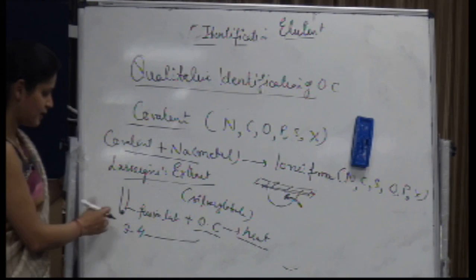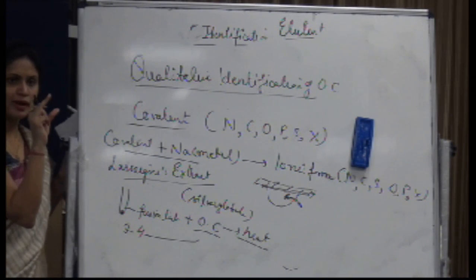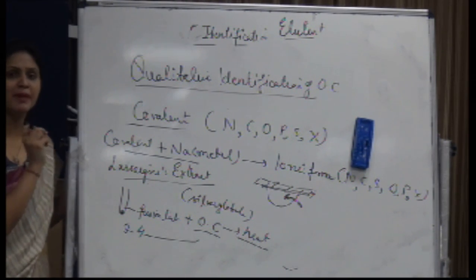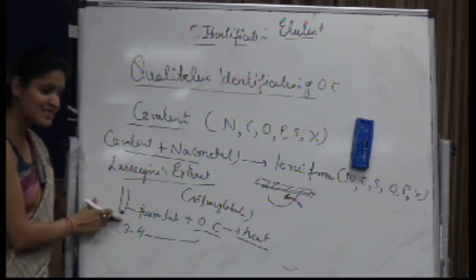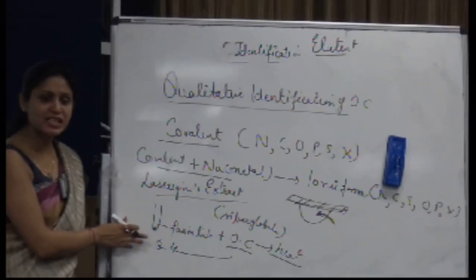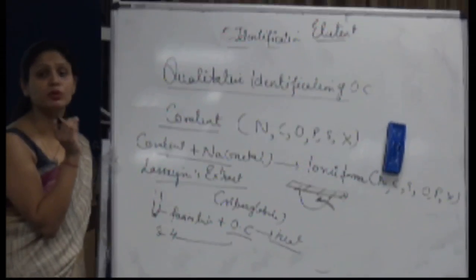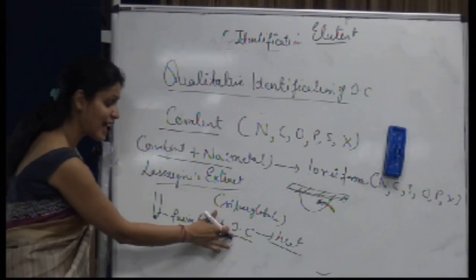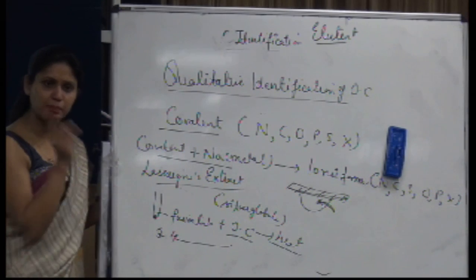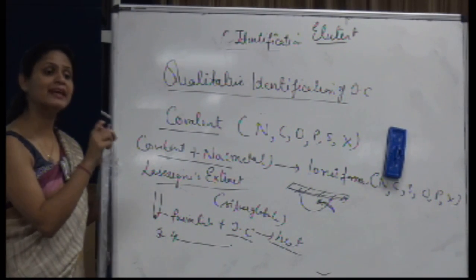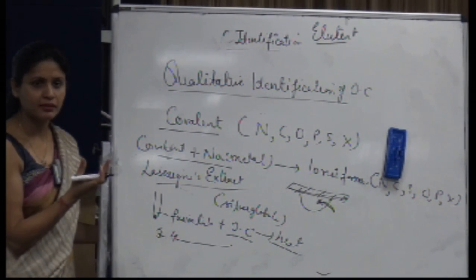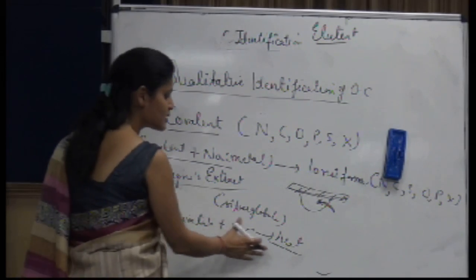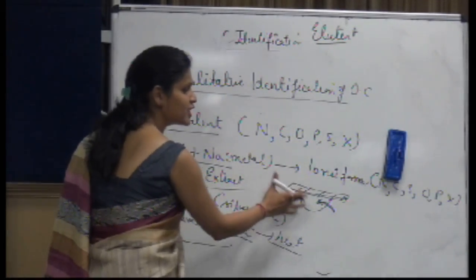Lessaigne's extract. I'll take a small fusion tube and put a small piece of sodium metal in it, and then I'll start heating it until it has changed into a silver shining globule. Okay, then I'll add a pinch of organic compound to it, and then I'll again heat it. Okay, then I'll plunge this fusion tube into the china dish containing water.